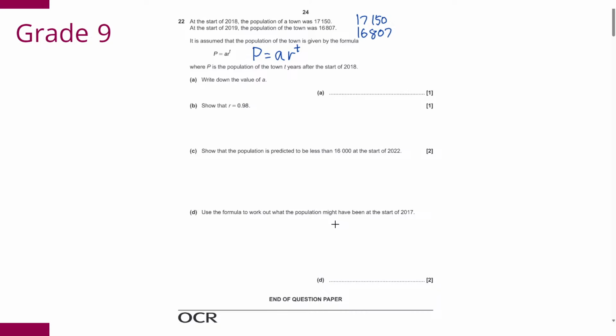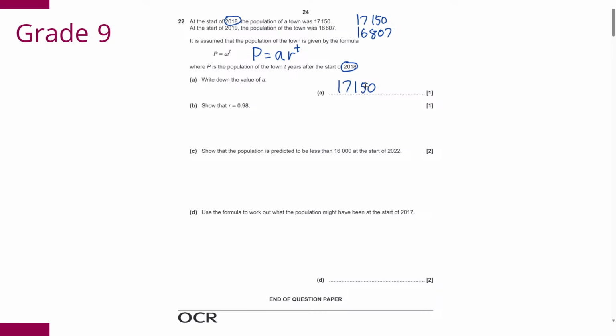Cool. Well, what would T be for 2018? Because this first one is 2018, right? Well, T is going to be like 0 because it's 0 years after that. What have we learned about anything to the power of 0? We've learned that it is 1, right? So for our first year, it's going to be P equals A times 1. So A is going to be 17,150. Sweet. We're grade 9 already, yeah?